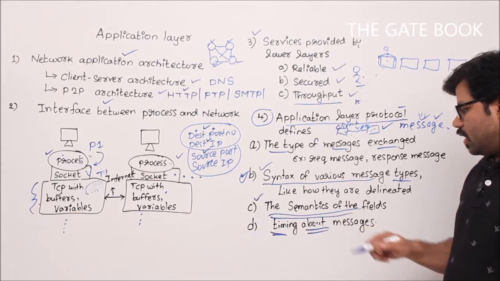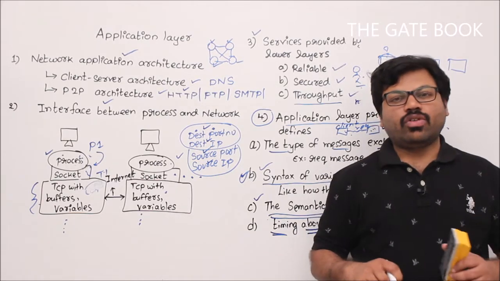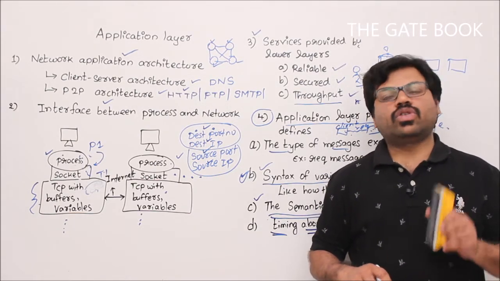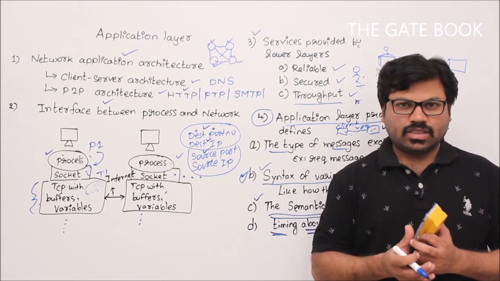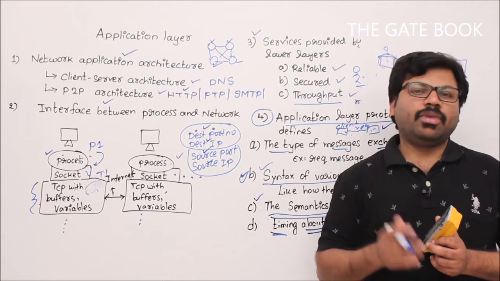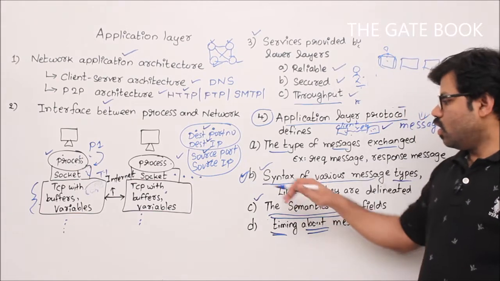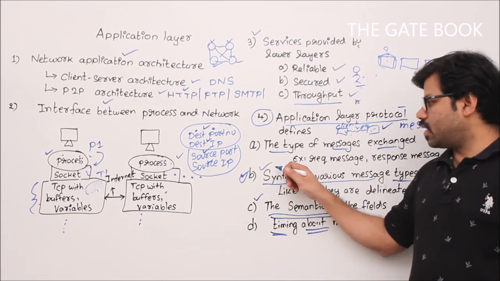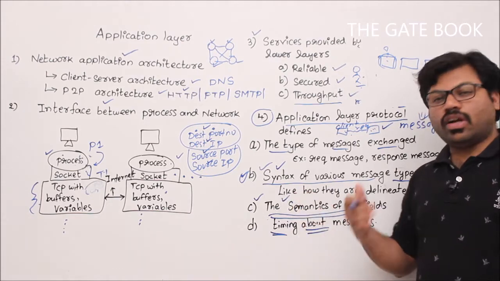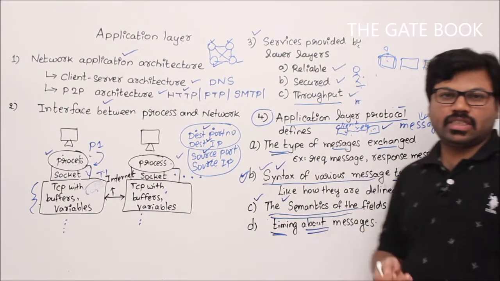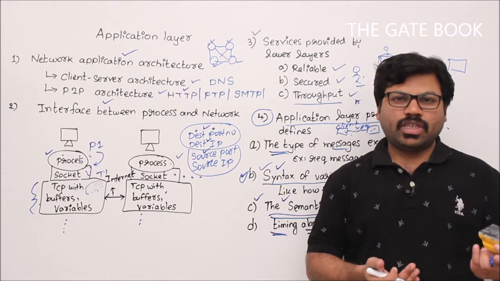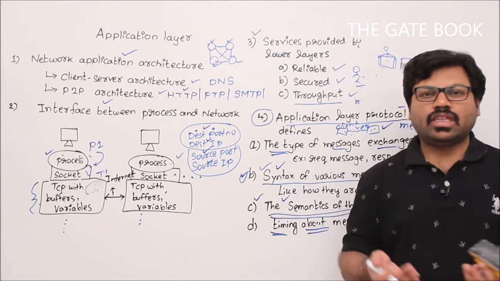So timing of messages is nothing but when we have to respond and when we have to send a message. So that is all about timing of messages. The protocol is going to define the timing of messages and how to write the message, what the syntax is, and also how to understand the message. It will also tell what types of messages are generally possible, a request message or a response message.